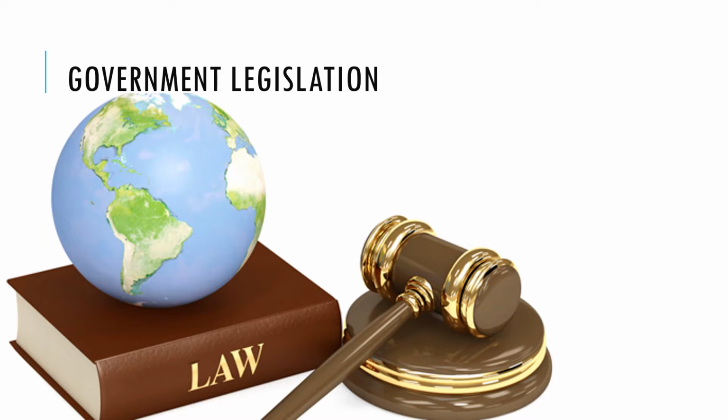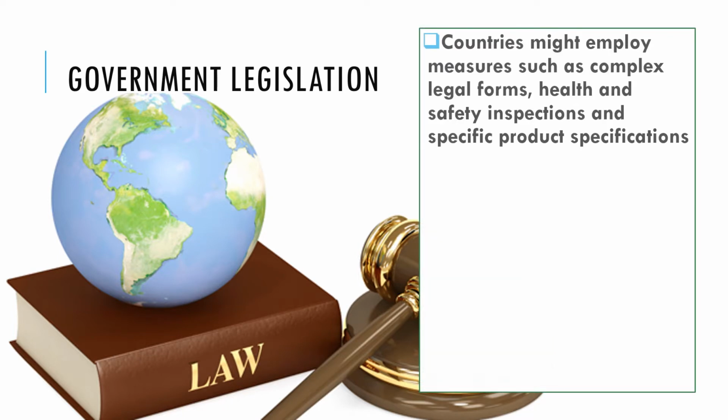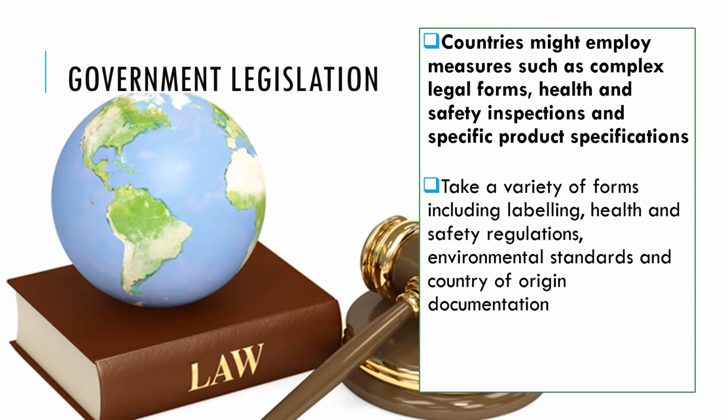The final way in which governments may restrict the level of imports is by introducing legislation, regulations and laws. So for example, complex legal forms to fill in for imports, or health and safety inspections, or specific product specifications, or perhaps environmental regulations would all be ways in which companies might try and block imports from coming into the country. So things to do with labeling, environmental standards, making sure that they come from a particular country of origin, can block other imports from entering the country. They may also raise the costs of importation, for example, lots of form filling and checking.